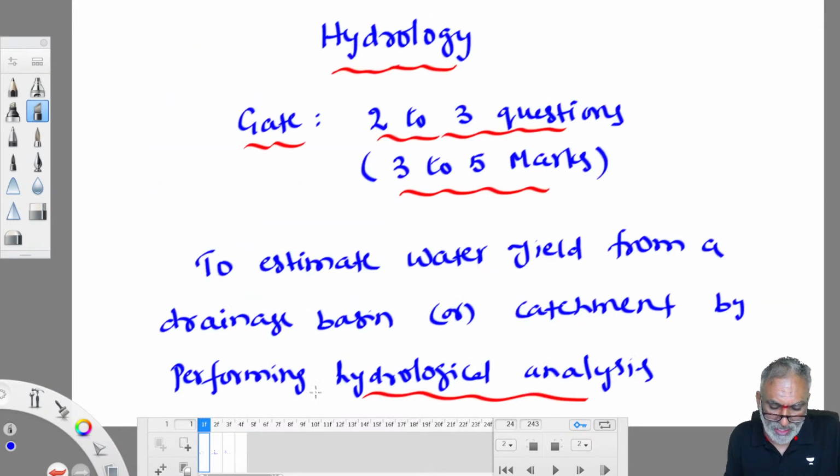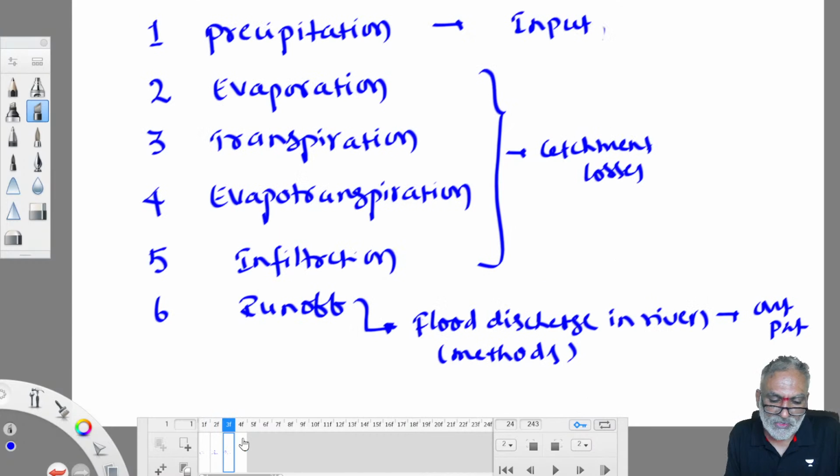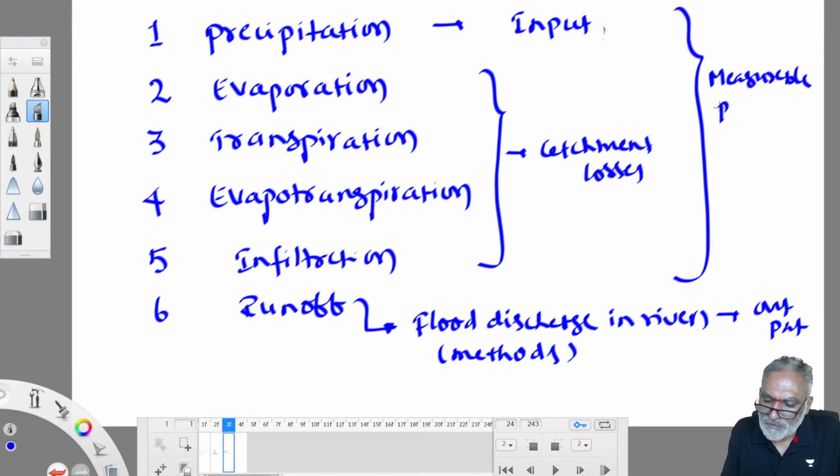So towards working out that output, we first assess the precipitation. All these parameters are measurable. You can measure all these parameters by using certain devices. This cannot be measured. This is only estimated. So this is not measurable. Runoff cannot be measured. It is only worked out, estimated, not measurable.